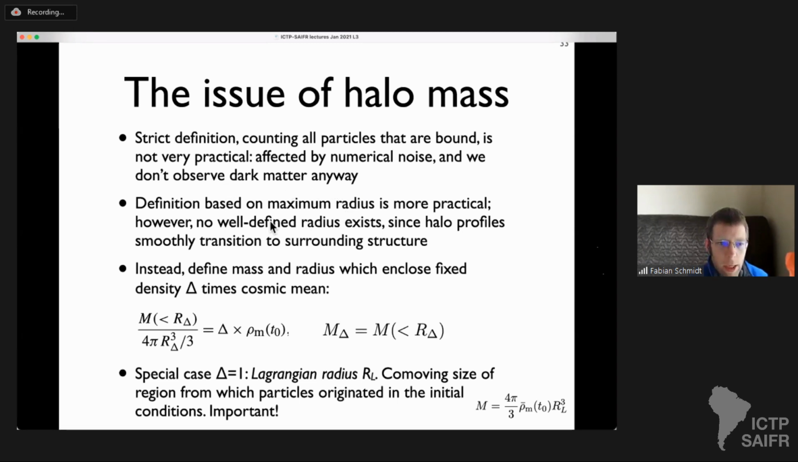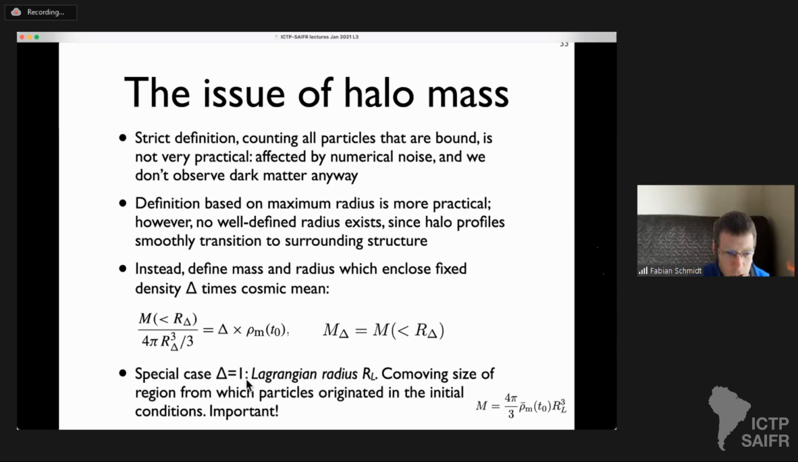So instead, what we usually do is we say the halo's mass is defined by the mass contained within some spherical radius, and then we need to define that radius. Unfortunately, there's no well-defined definition because the halo kind of smoothly extends to the surrounding structure. So typically, people use a criterion of some number, say 200 times the mean density. Right, so then the halo's mass is all the particles that are inside a radius that encloses 200 times the mean density.